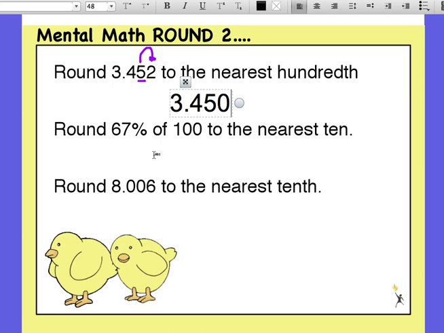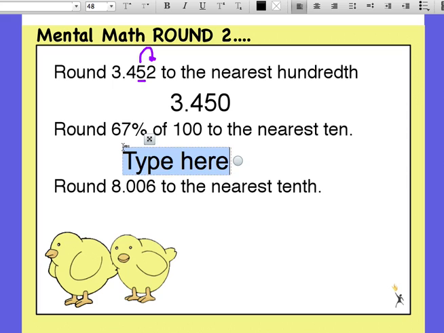67% of 100 would be equal to, excuse me, 67% of 100 to the nearest 10. So really we could just round this to the nearest 10, which would be 70, and 70% of 100 would be 70.